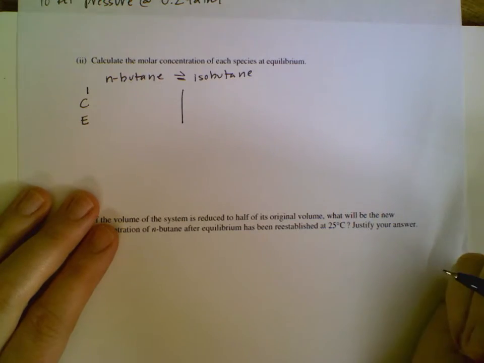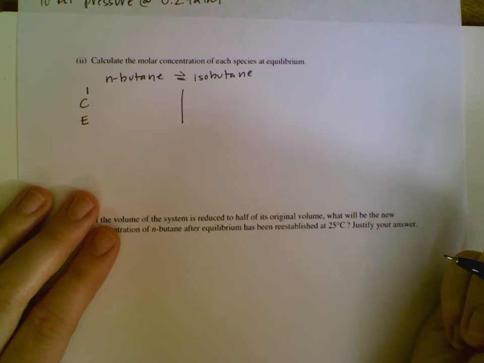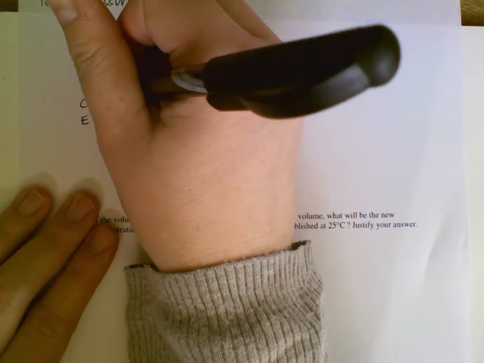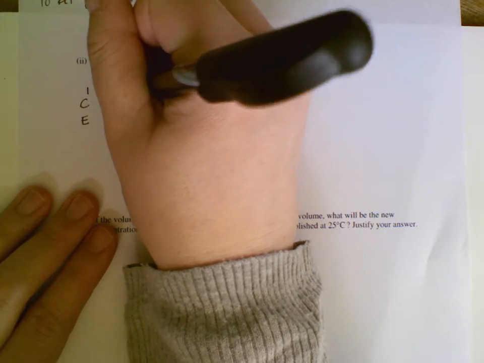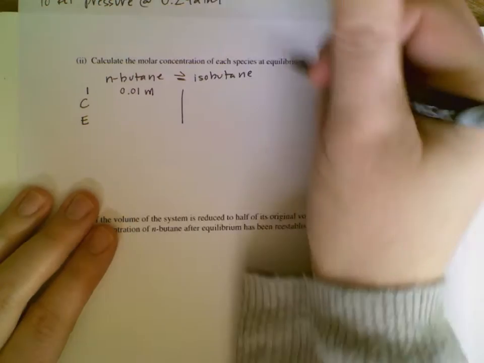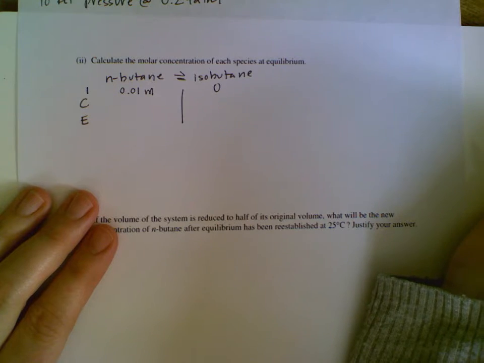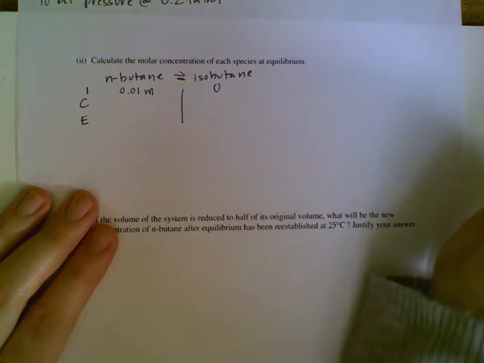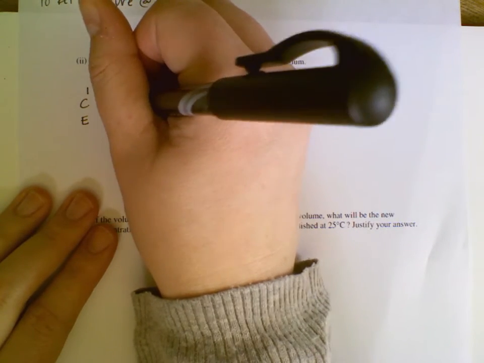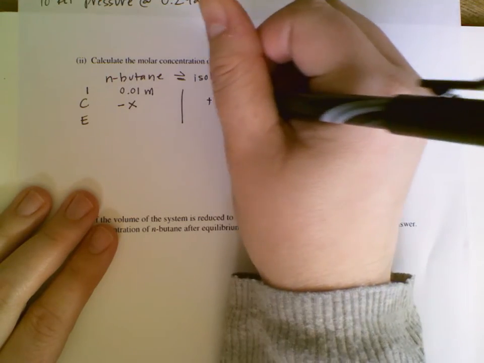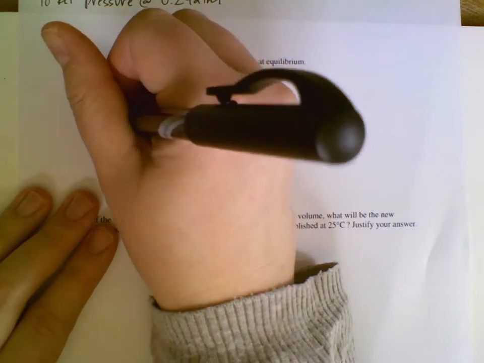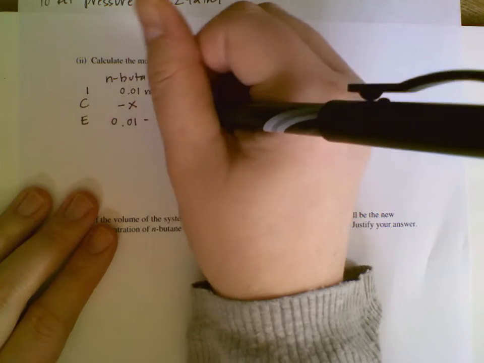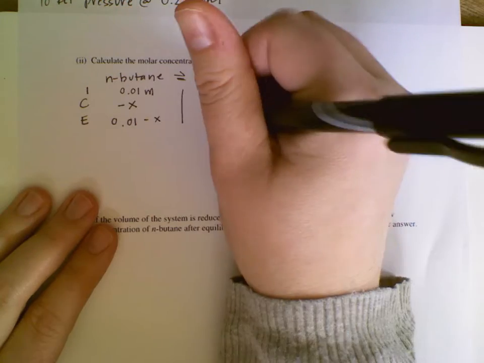My concentration was 0.01 moles of my chemical per 1 liter. So my molarity in this case is going to be 0.01 molar. And I don't have any isobutane at the start of my reaction. So you know from most of our ICE tables that we have a minus X and a plus X showing up in our ICE table. And this would be 0.01 minus X and X.